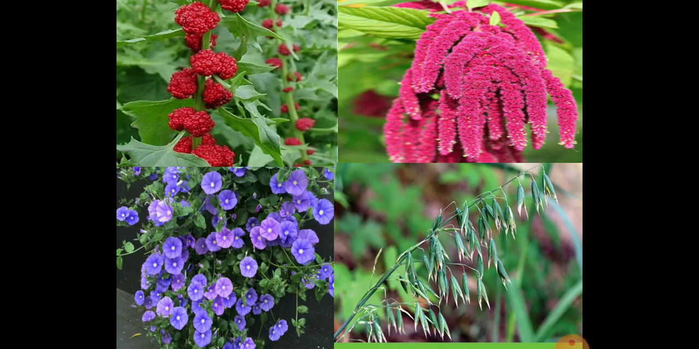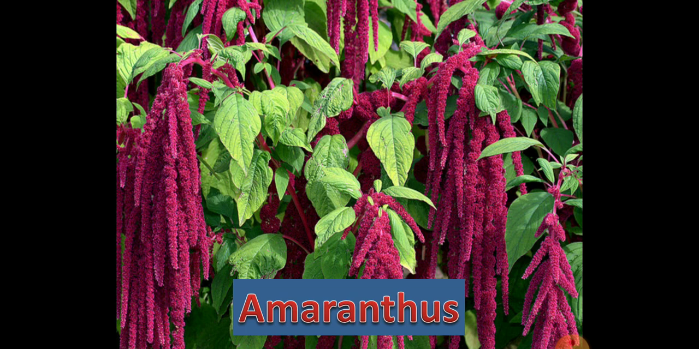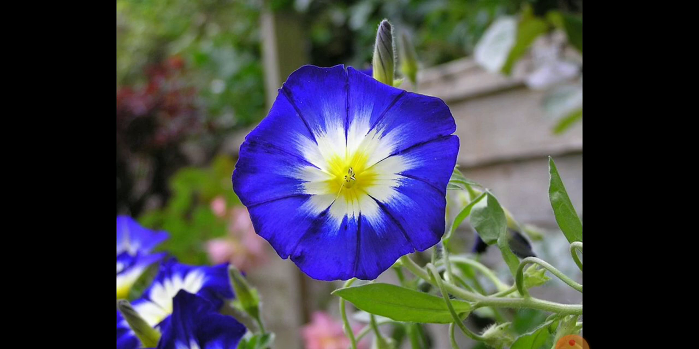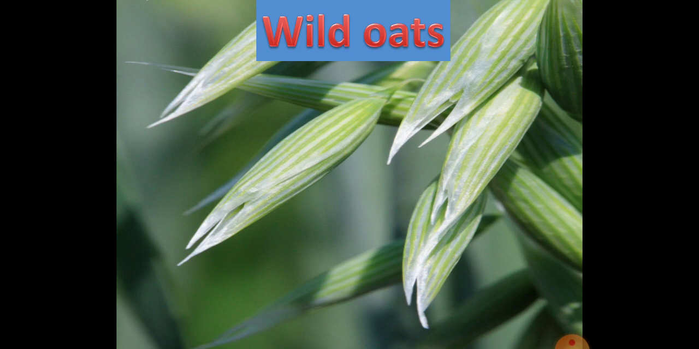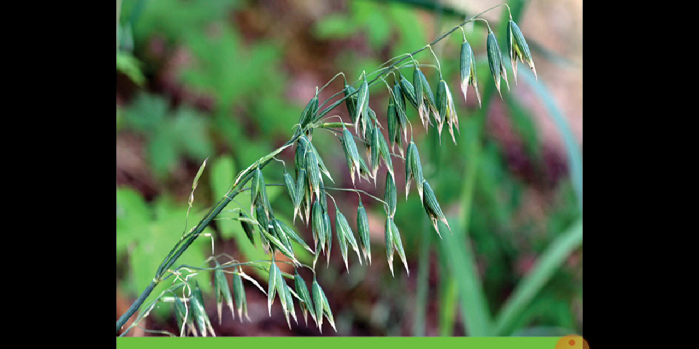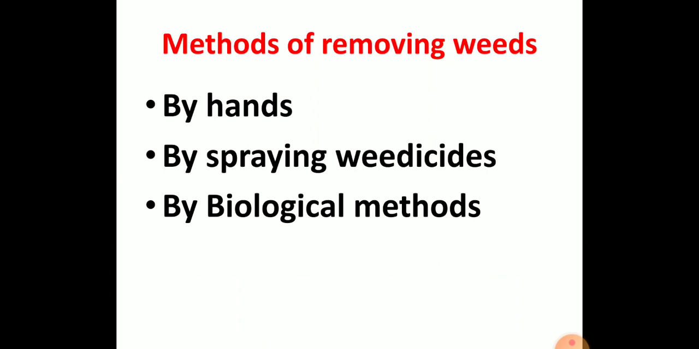Some common examples of weeds are Chenopodium, Amaranthus, Convolvulus, wild oats. So these are examples of weeds. Removal of weeds is called weeding. Weeds can be removed by the following methods. It can be done by hand, by spraying weedicides, and by biological methods.